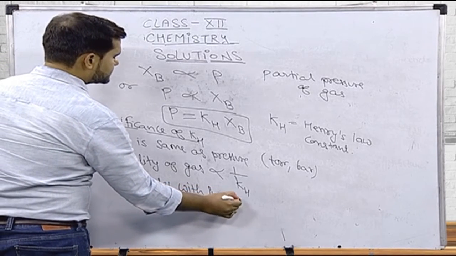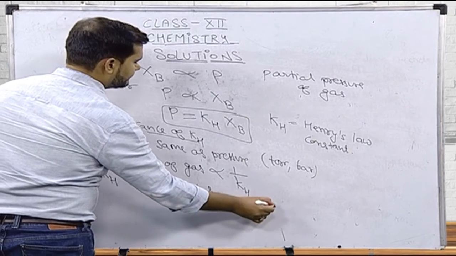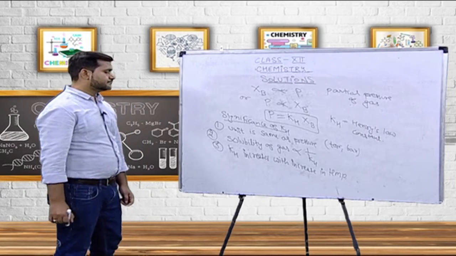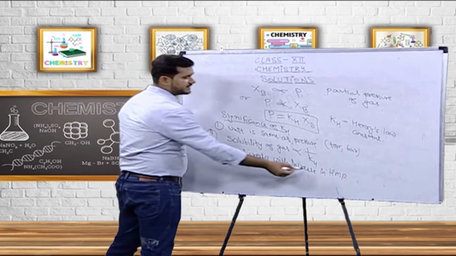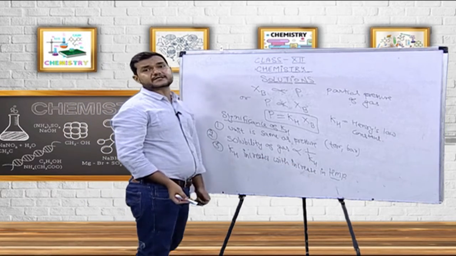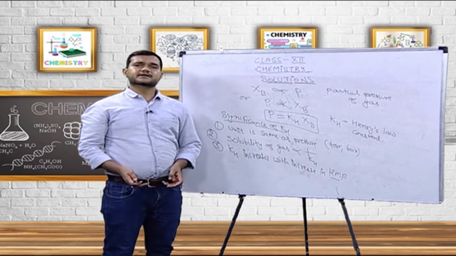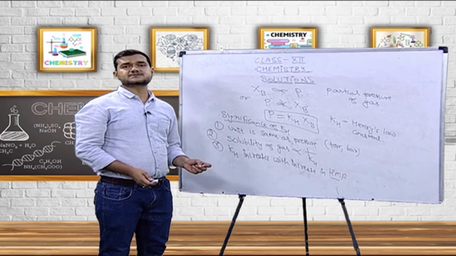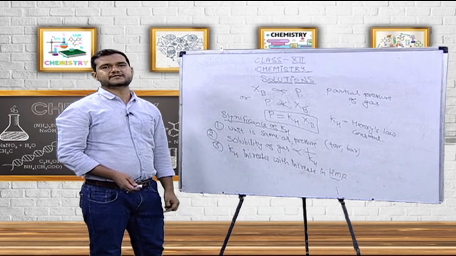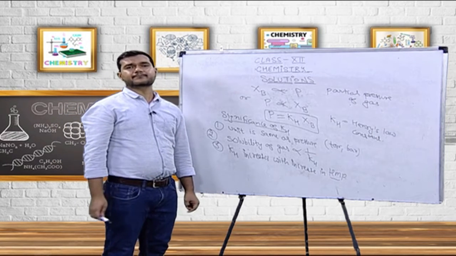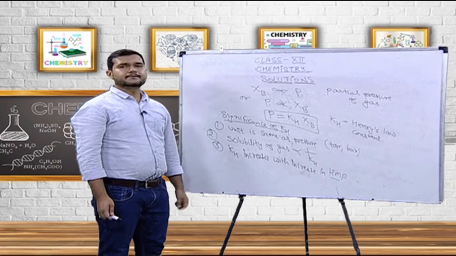KH increases with increase in temperature. We already know when temperature increases, solubility of gas decreases. Why? Because solubility of gas is an exothermic process. We have discussed this in our previous classes.